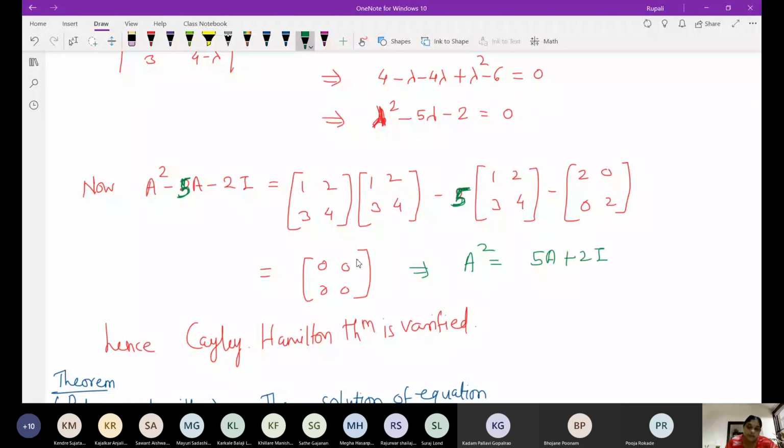And if it is a cubic polynomial, then A cube also I can write in terms of some constant times A square plus some constant times A plus some constant times identity, right? If it is a 3 by 3 matrix, am I right? So by the Cayley-Hamilton theorem, we can say that A raised to n can be written as a linear combination of A square, up to A raised to n minus 1, and the identity matrix.